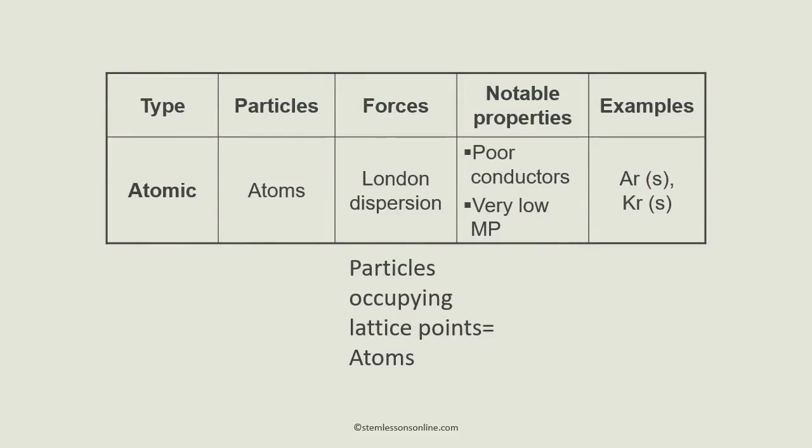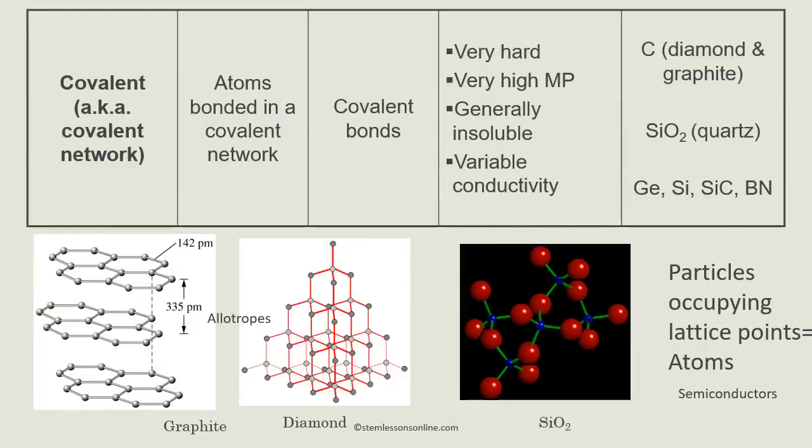They are poor conductors with a low melting point, and examples are mostly from the 18th group: argon, krypton, etc. Another type of solid is the vast network of covalently interconnected atoms.